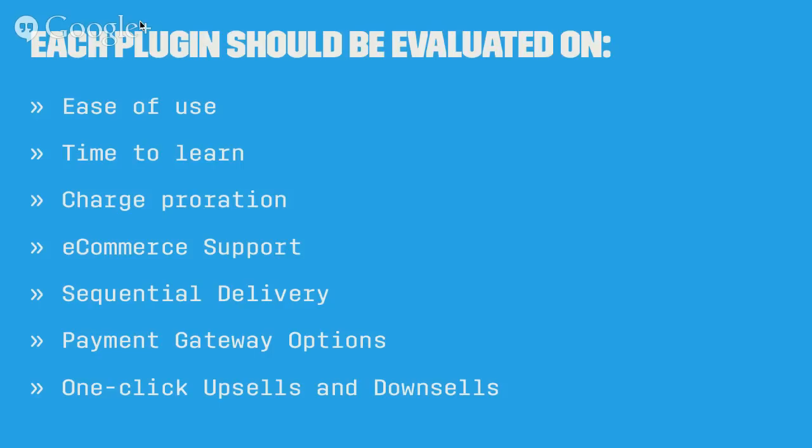Some plugins only have the membership part built in, and with the membership part, you can't sell other things on your site. So that's something to think about. Sequential delivery is another one.